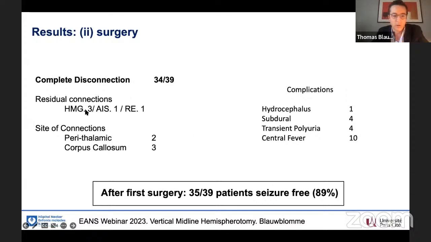For the hemimegs, we always had perithalamic residual, and it's really important to look at the volume of the thalamus to be able to go enough laterally with the interhemispheric approach.